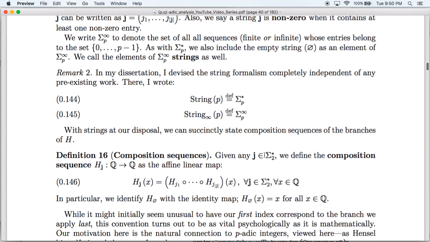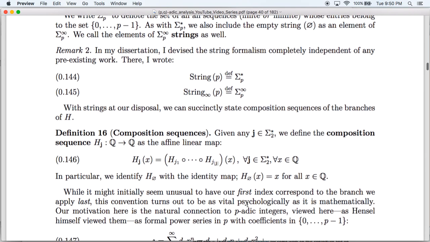Given any string j, we define a finite string, we define the composition sequence h bold j as h bold j of x equals h j1 through j length of j applied to x. And in particular, we're going to identify h empty set, aka h empty string, with the identity map.